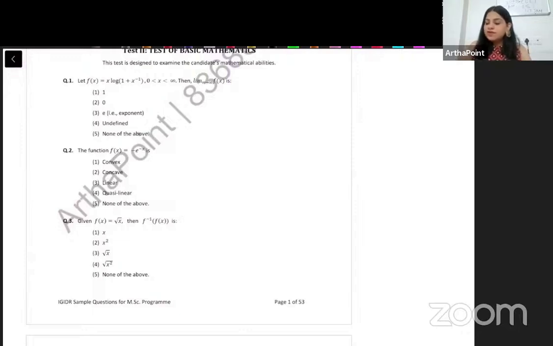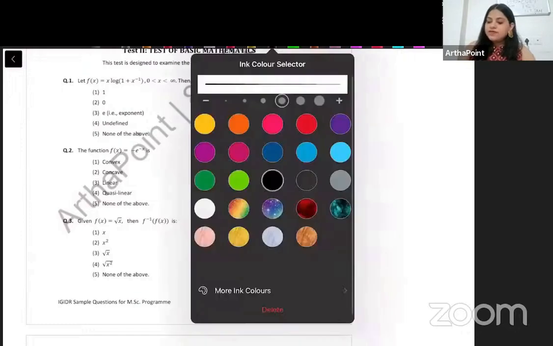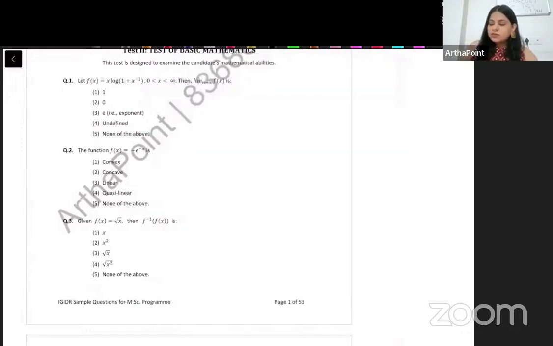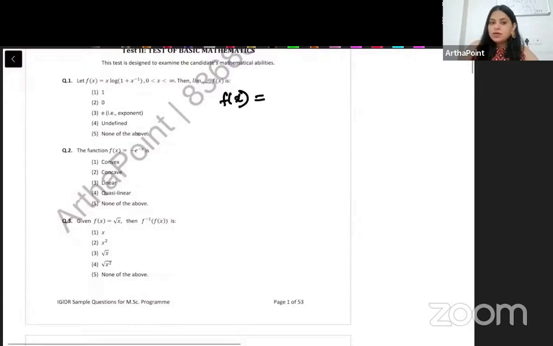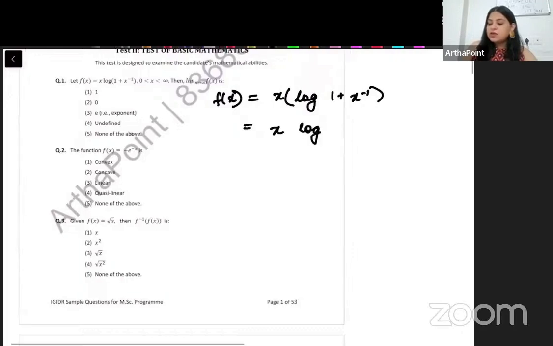So when I say f(x) is equal to x log(1 + x^-1), I can rewrite this, beta, as log of (1 + 1/x) raised to x. We can write it like this. This is easy. I can write it like that.